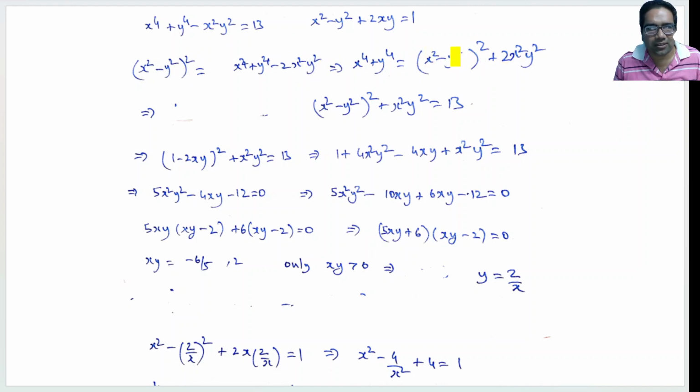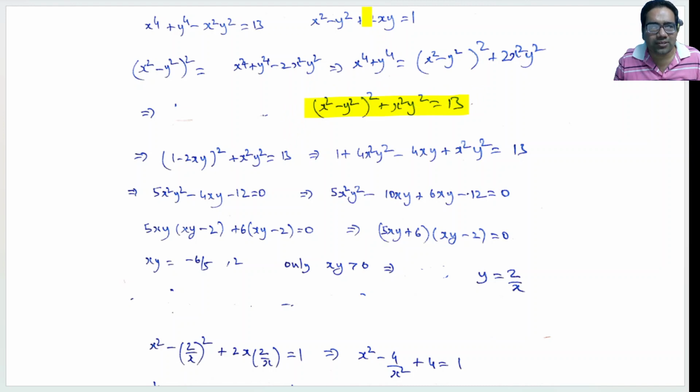Let us substitute this in the first equation. x^4 + y^4, let's replace that with (x^2 - y^2)^2 + 2x^2y^2. This 2x^2y^2 minus x^2y^2 will get x^2y^2, equals 13. Basically, the first equation is transformed to this.